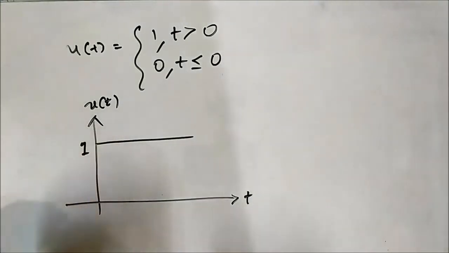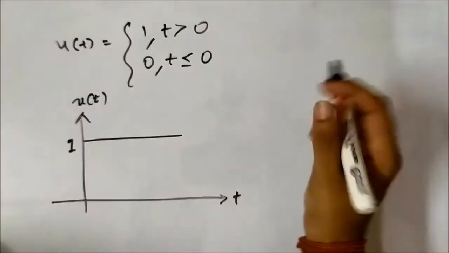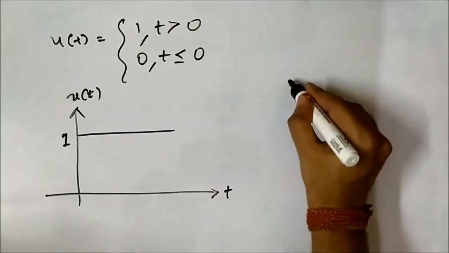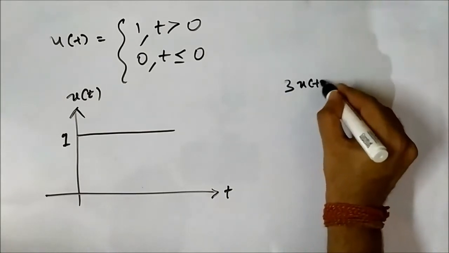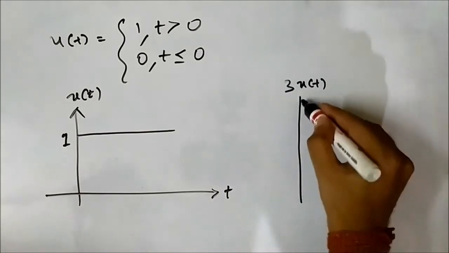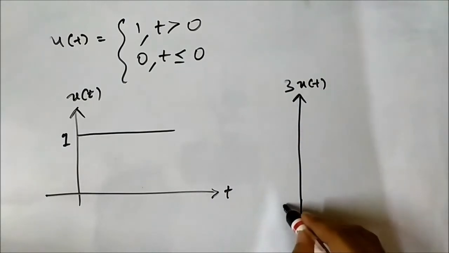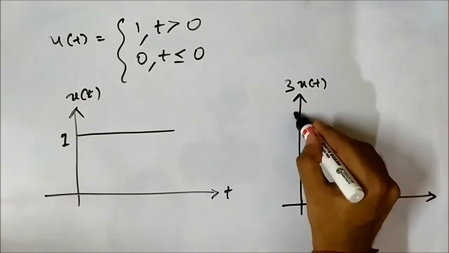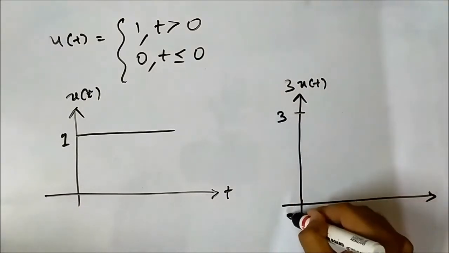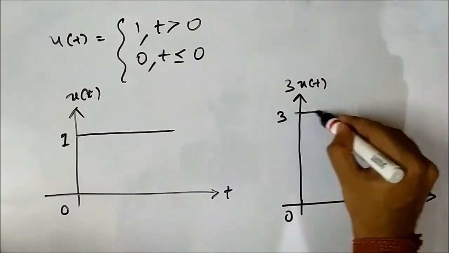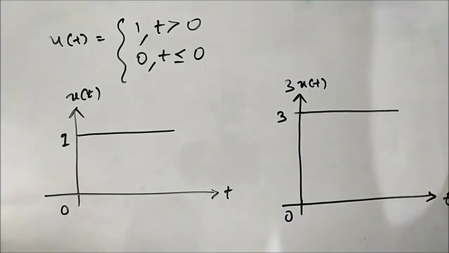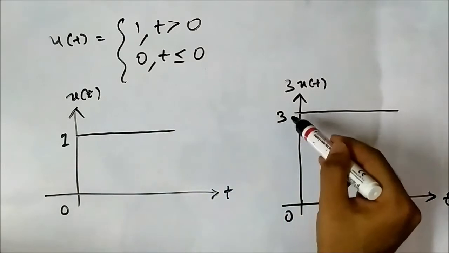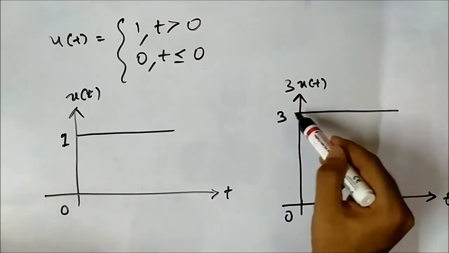So if we want to perform amplitude scaling, let's say we want to perform 3u(t), then here the amplitude will be scaled up by a factor 3. This is amplitude scaling by a factor 3. So the peak amplitude, we change it to the value 3.